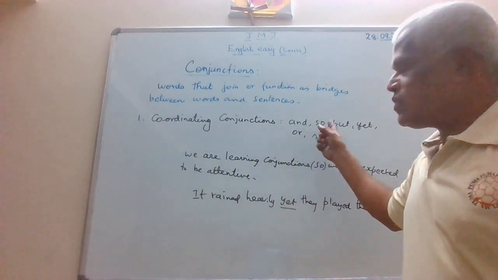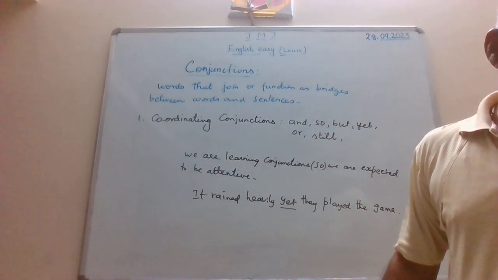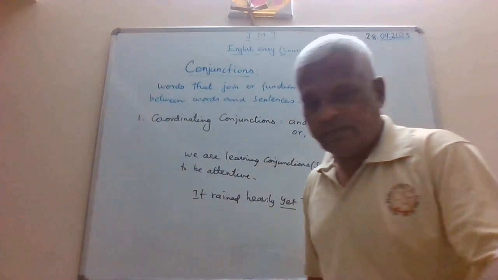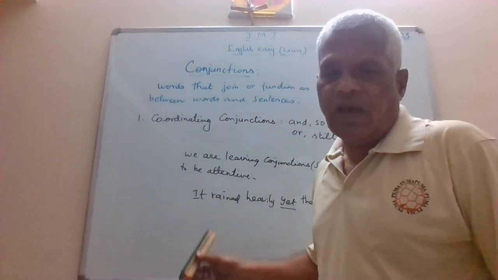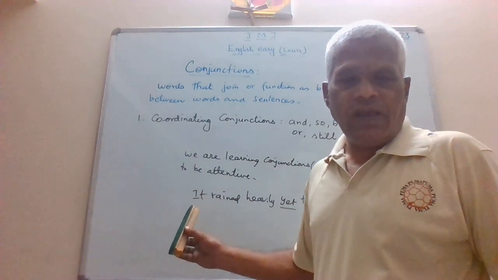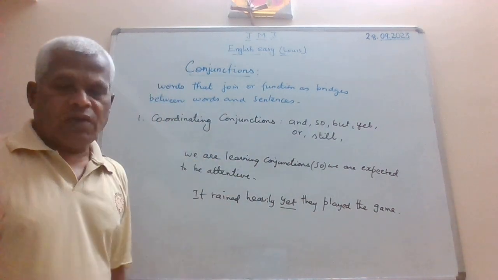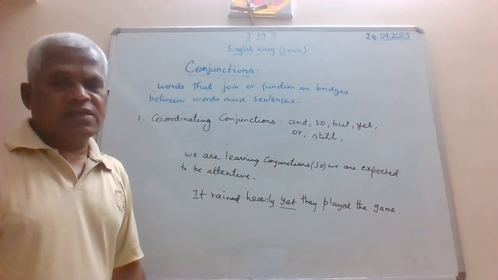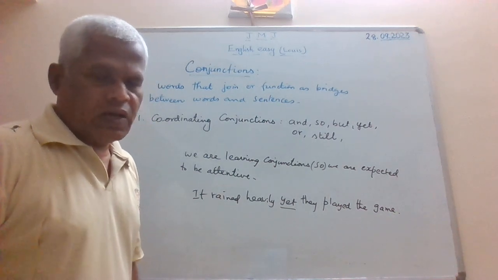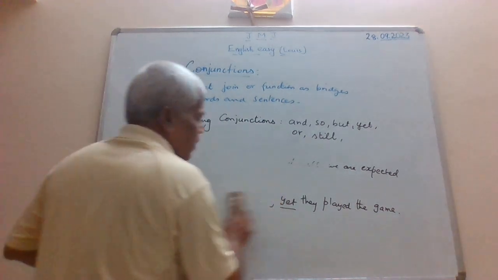Coordinating, very simple. And, so, but, yet, or, still, and so therefore we can use this kind of conjunctions also. Okay, so shall I wrap this up? Just have a look at them. Read it once. Then we move on to the next category of conjunctions. Okay, good. Now we move on to the second one.